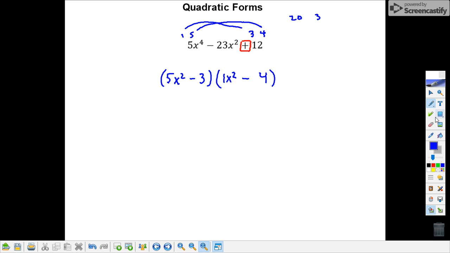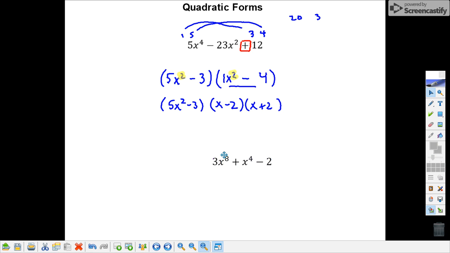Okay? At this point, anytime you do a quadratic form problem, you need to make sure that you've factored everything completely down. So anytime you still see an exponent, double check to make sure it's factored all the way over the integers. So 5x squared minus 3, we can't factor more because 5 is not a perfect square, 3 isn't a perfect square, and so on. But x squared minus 4, 4 is a perfect square, and it's a difference of perfect squares, meaning we're subtracting. So this one actually does factor down more. So we'd still have 5x squared minus 3. It stays the same. But x squared minus 4 would factor down to x minus 2, x plus 2.